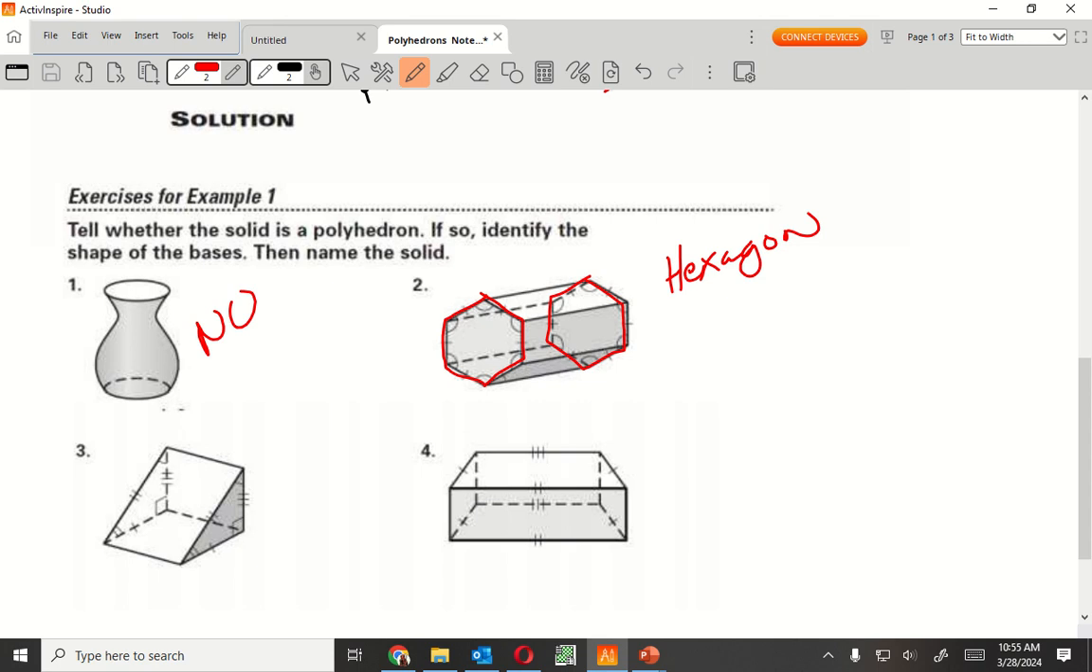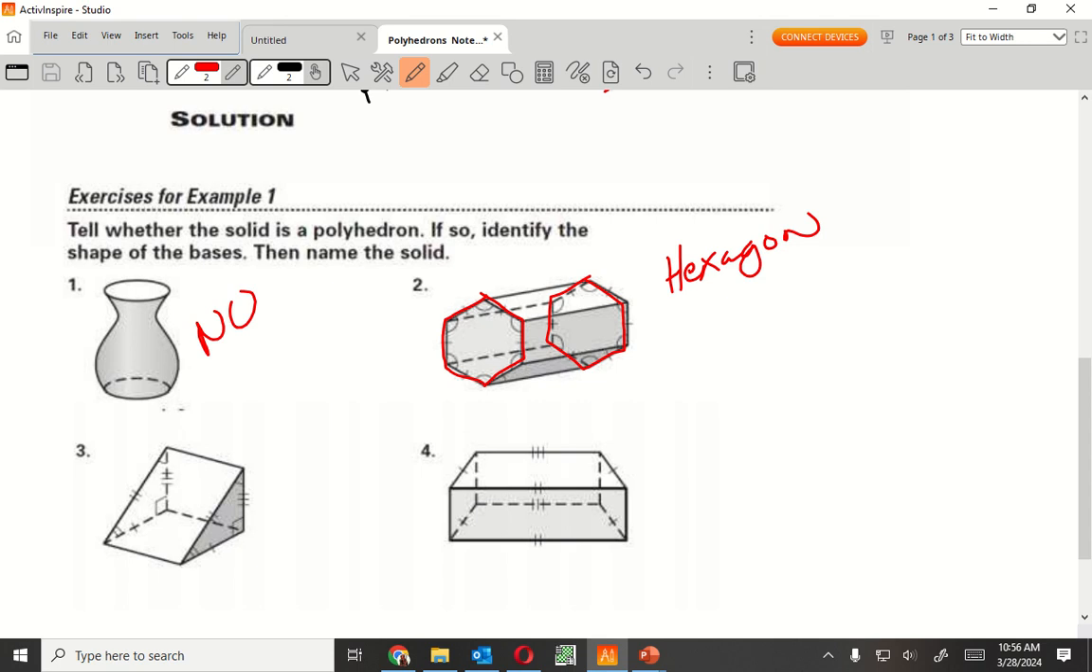Now the next one. 3. What do you think? Yes or no? Good job. It is yes. Now, what is the shape of the base? Square. It's not a square. Right. Triangle. It's a triangle. Very good. It's a triangle because you have to look at the way it goes. It is a shape, okay?